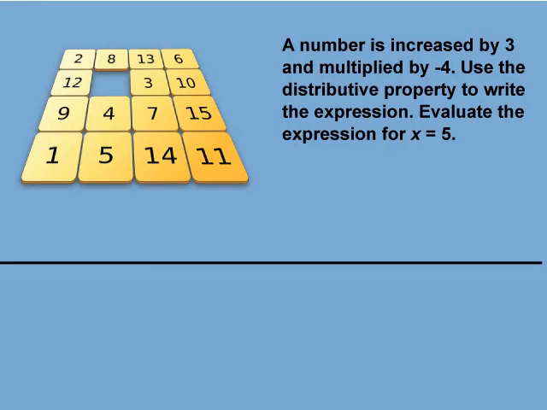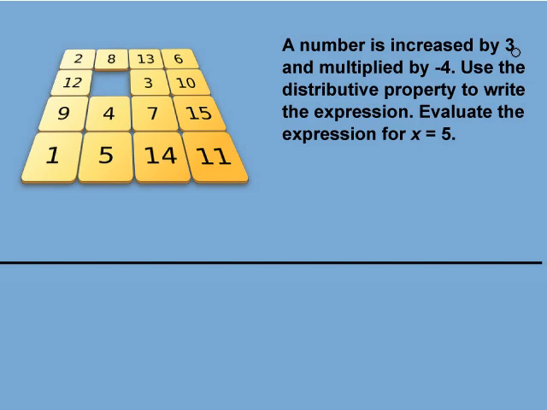A number is increased by 3 and multiplied by -4. Use the distributive property to write the expression. Evaluate the expression for x equals 5. This is an example of converting words into an algebraic expression. Let's start with this part. A number is increased by 3.